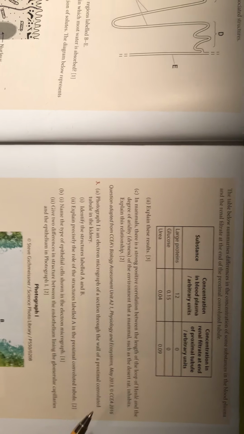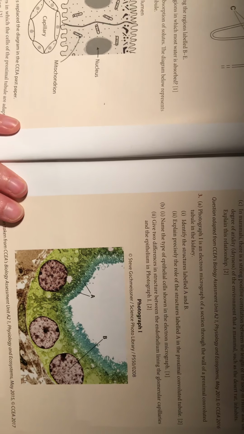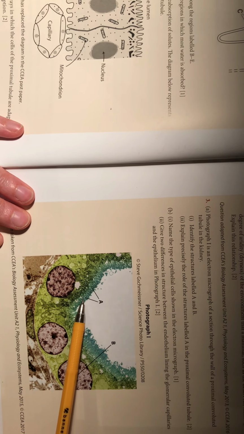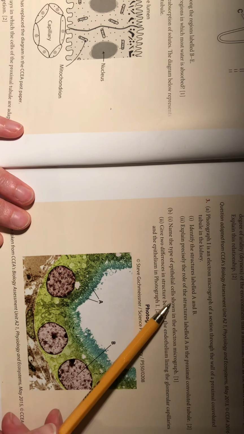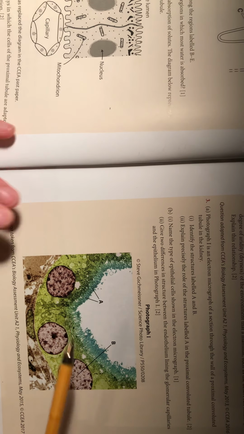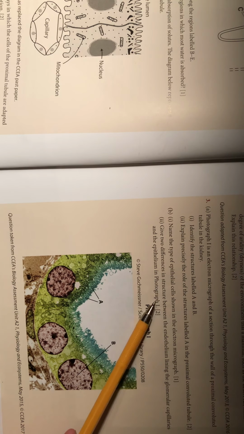All right, but again, I know I didn't ask you to do that question, so obviously I wasn't expecting you to write anything. The photograph here is an electron micrograph of the cuboidal cells that line the proximal convoluted tubule. So what are the structures? A, well, that's the microvilli, and B, well, if those are cells, that's obviously the nucleus. What is the role of A? Microvilli, they increase the surface area for the reabsorption of glucose and amino acids. Name the type. Well, they're cuboidal epithelial cells.